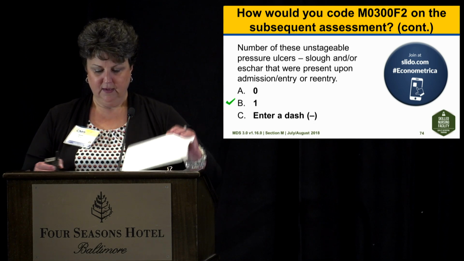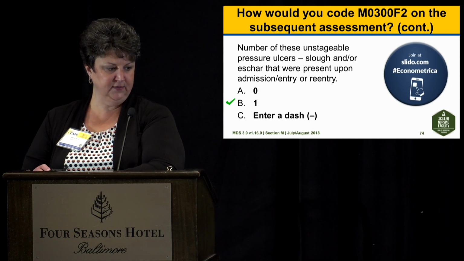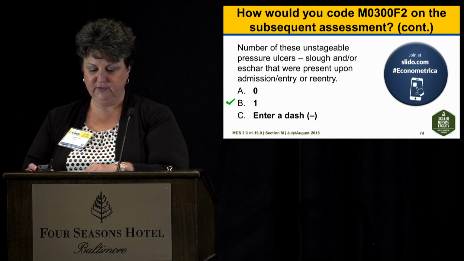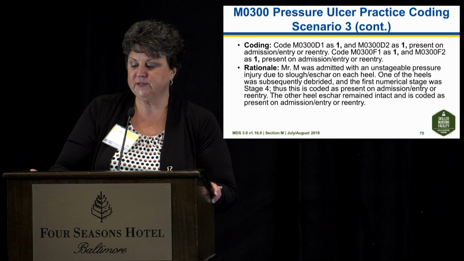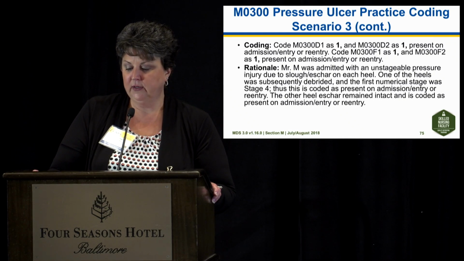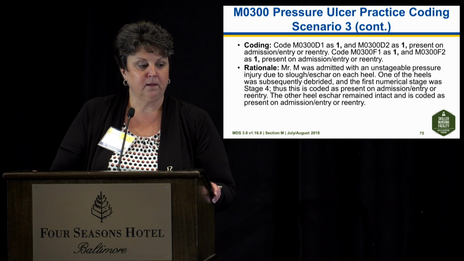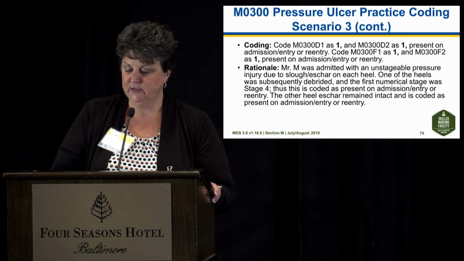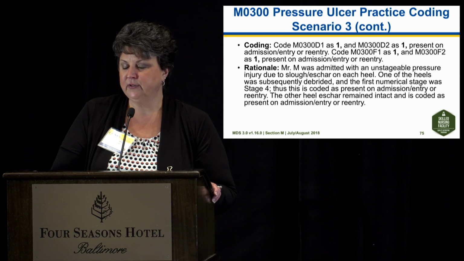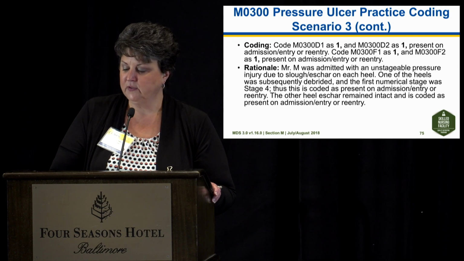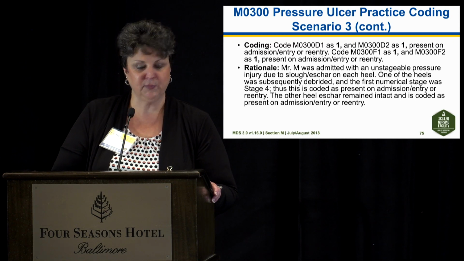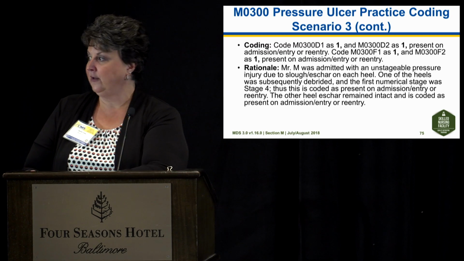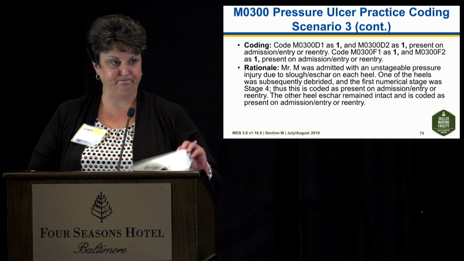Sorry about that. Okay, so again, one of these ulcers with slough or eschar was present on admission or reentry. And let's look at the rationale. So we're going to code one ulcer as a stage 4, and we're going to code one ulcer as unstageable. Both are going to be present on admission. Remember, the stage 2 on the coccyx is healed. So Mr. M was admitted with an unstageable. One of the heels was subsequently debrided, and that first numerical stage is a stage 4. Thus, that's going to be coded as present on admission at that stage 4. And again, the other heel ulcer remained covered with eschar. Okay.